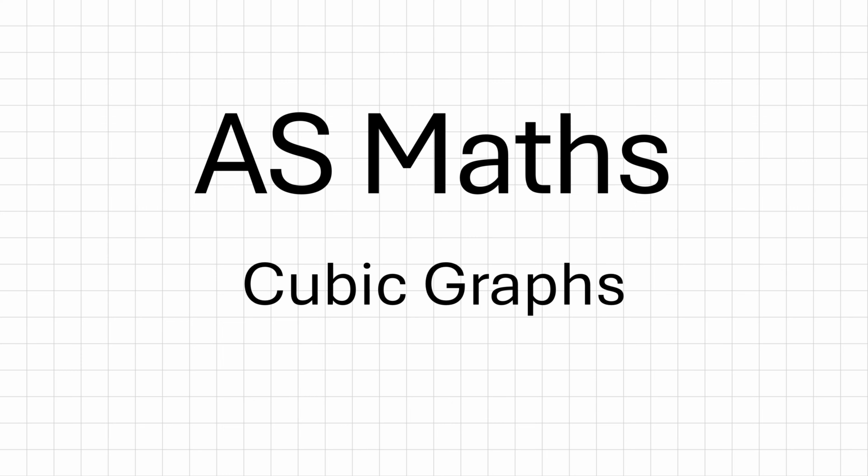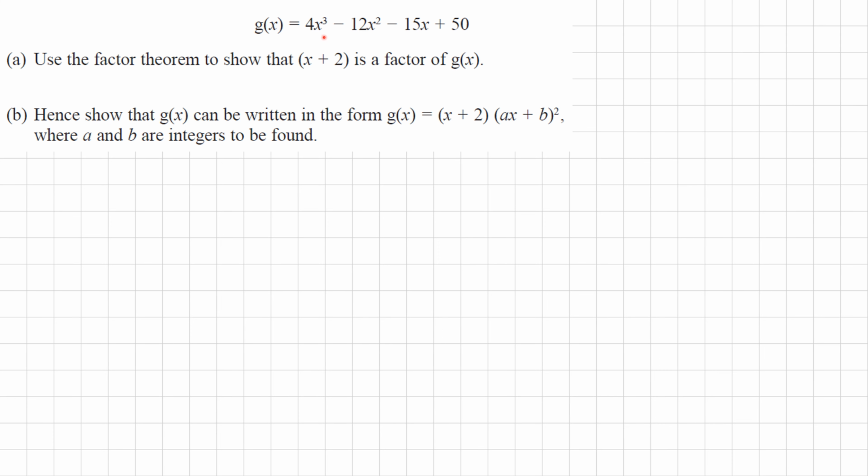This is an AS Pure Maths question on cubic graphs. g of x is equal to 4x cubed minus 12x squared minus 15x plus 50. Part A, use the factor theorem to show that x plus 2 is a factor of g of x.